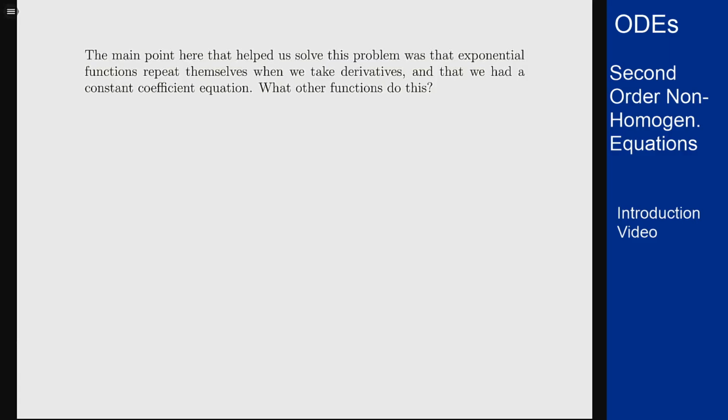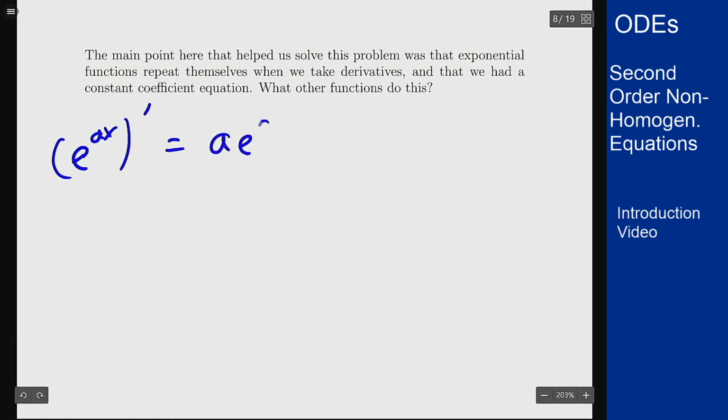So the main point that made this work was the fact that exponential functions repeat themselves when you differentiate them, right? If you start with e to the ax and differentiate, you get a times e to the ax. You still have this factor out front times a constant, which means that plugging them into constant coefficient equations, they keep their form as you differentiate, which makes it possible to guess them as solutions here.